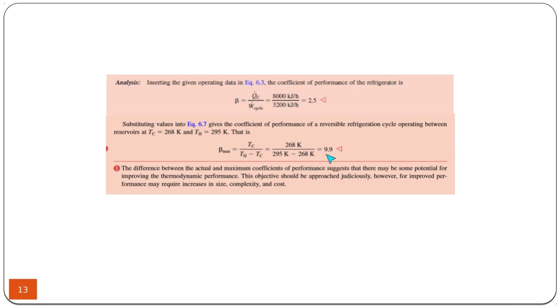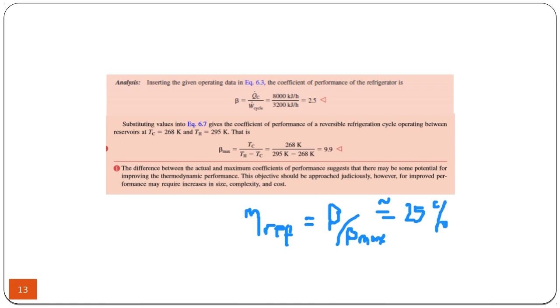As you can see, there's a big difference between the two of them. Actually, by using the two coefficients of performance, you can define a refrigeration efficiency. Refrigeration efficiency is beta divided by beta max, which is the coefficient of performance of a Carnot system, and you will see that it's almost 25%. Most of the time this is the case because in a refrigeration system there can be many irreversibilities, and because of them, actual systems can have much lower refrigeration efficiencies than the theoretical Carnot system.